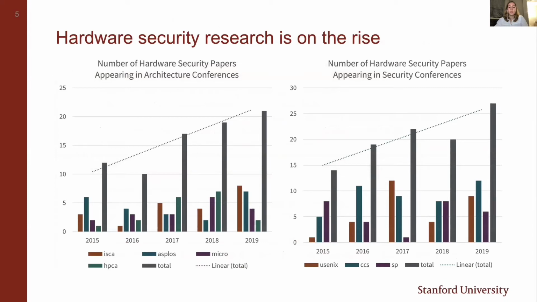Taking a closer look at security, which will be the primary focus of this talk, hardware security is clearly an issue that is gaining traction in both the architecture and security communities. These plots show that at 4 top architecture conferences and 3 top security conferences over the past 5 years, the number of published hardware security papers has been steadily increasing.